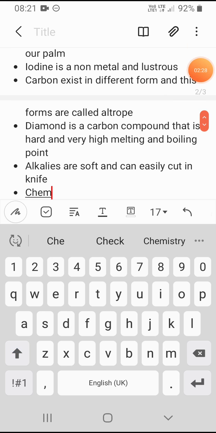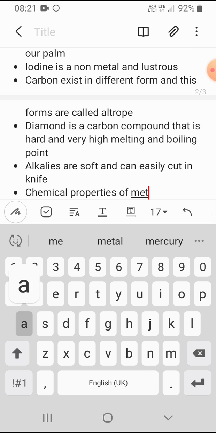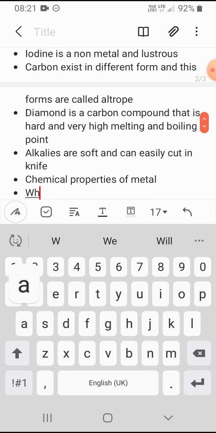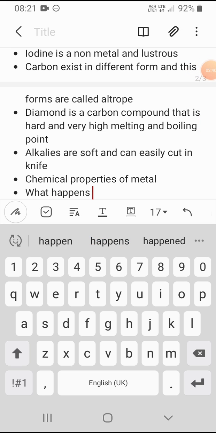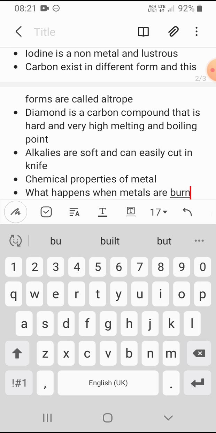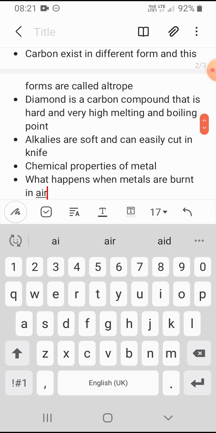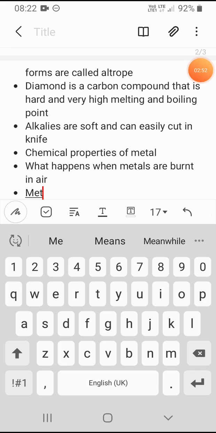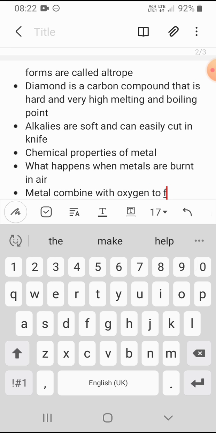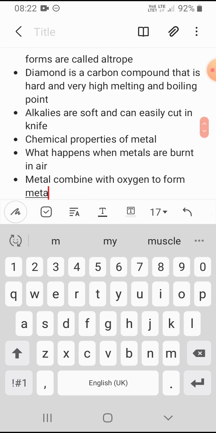These are the chemical properties of metals. What happens when metal is burnt in air? Let's know what we get. Metal combines with oxygen to form metal oxide.